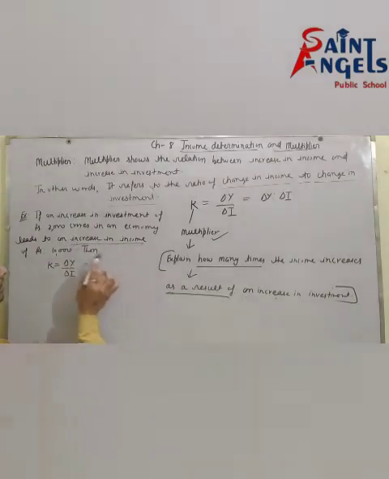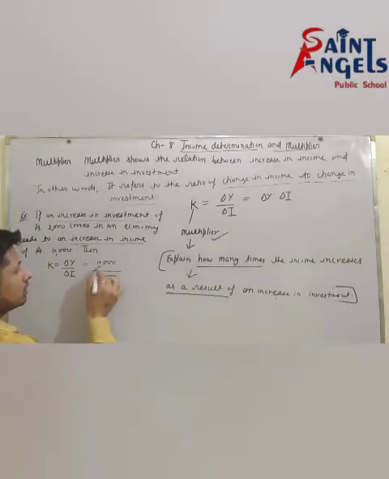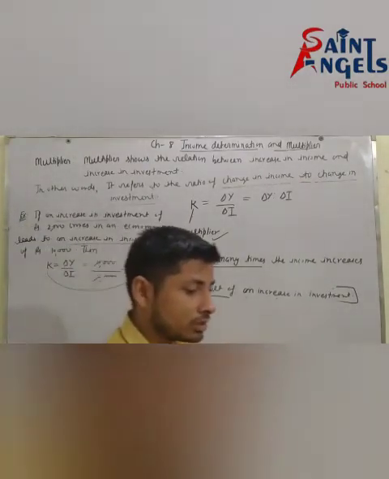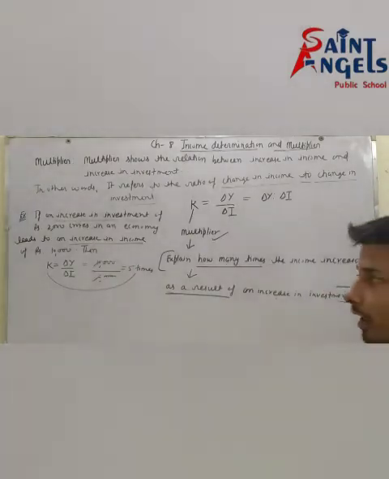This increase in income means delta Y, and this increase in investment means delta I. So delta Y is rupees 10,000, and delta I is equal to rupees 2000, which means 5 times. So the value of multiplier is equal to 5 times.